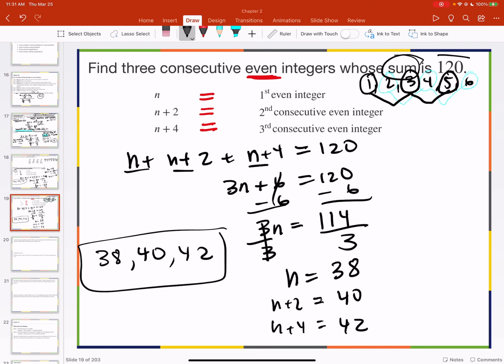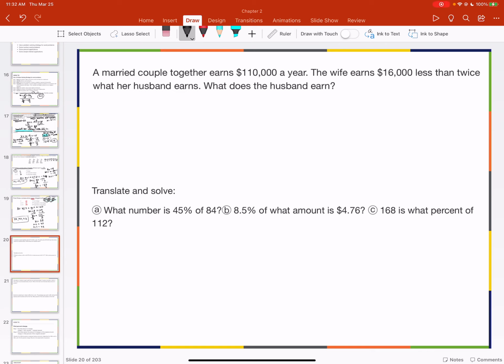And the same logic applies if they ask for consecutive odd. Some of you might say, well, how come I don't add n plus 1, n plus 3, n plus 5? Because look at the numbers on the number line. It doesn't make sense to do that. So consecutive odd, here's 1. The next odd is 2 spaces away. All right. Okay, so let's do a few more problems.